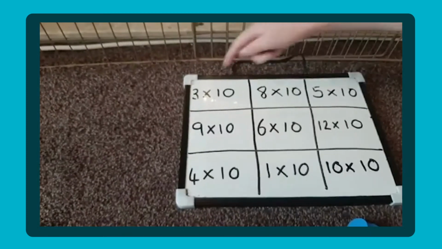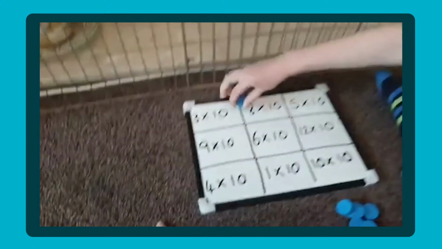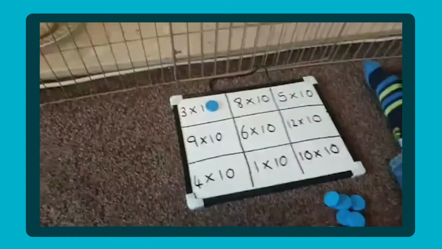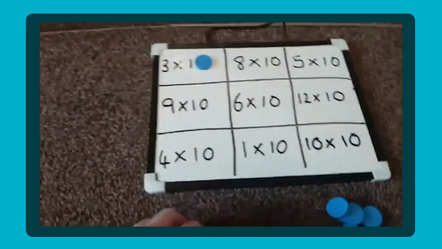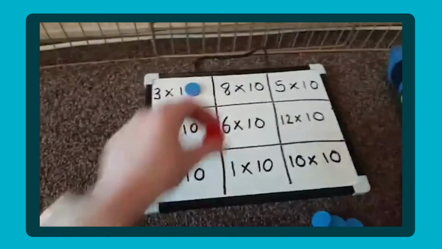Which one do you want to do? You want that one there. So you're going to have to answer 3 times 10. 30. 30, good boy. So put your counter in there. Okay, now, when I play noughts and crosses, I always like to go for the middle square first, so I'm going to go with 6 times 10 and go with 60.